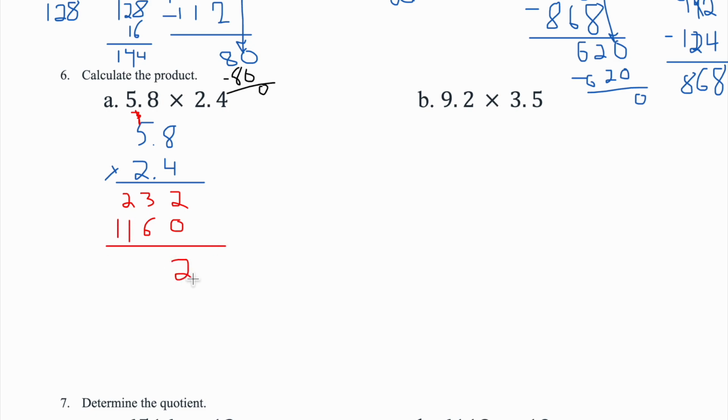My strategy now is add to finish the multiplication. And now I think of these two. I've got 2 decimal spaces, 1, 2. So I'm going to go 1, 2. Ends up right here, 13.92.